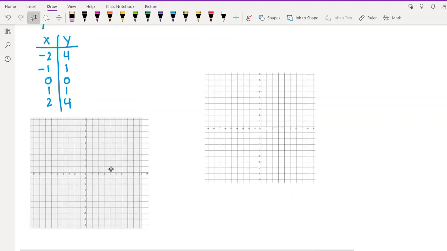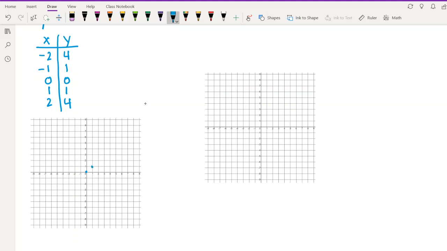So that's going to give us a graph that looks something like this. I'll plot a couple of these points here and then go from there to sketch the graph. And it also goes through 3, 9, and -3, 9. So something like that. That's our standard parabola.